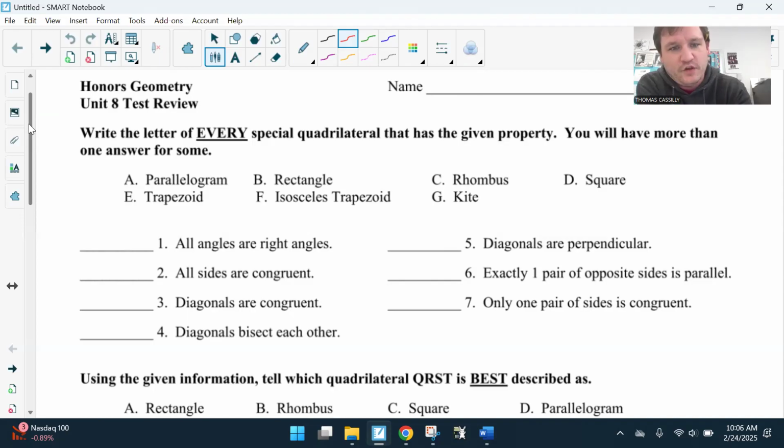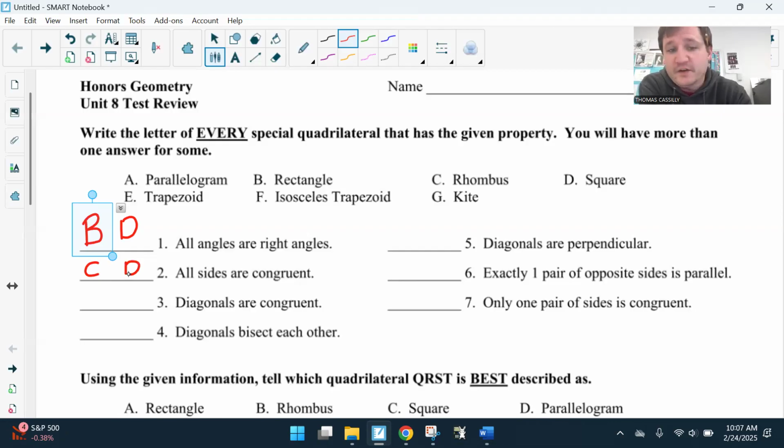So all the angles are right angles. Well, that's the definition of a rectangle. So definitely B is going to go here. But notice how a square also has 4 right angles. So there you go, B and D on the first one. All sides are congruent. That is the definition of a rhombus. Also, in a square, all sides are congruent. So C and D are going to go with this one.